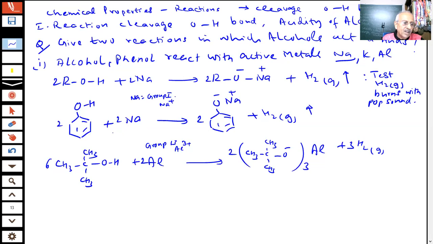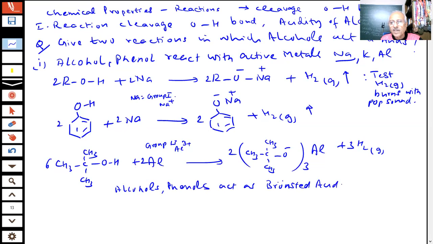Alright? Alcohols and phenols are Bronsted acids. We can say, alcohols and phenols act as, you have heard about Bronsted acid base theory, Bronsted acids. They can give H plus, student, so a base can take the H plus from them.